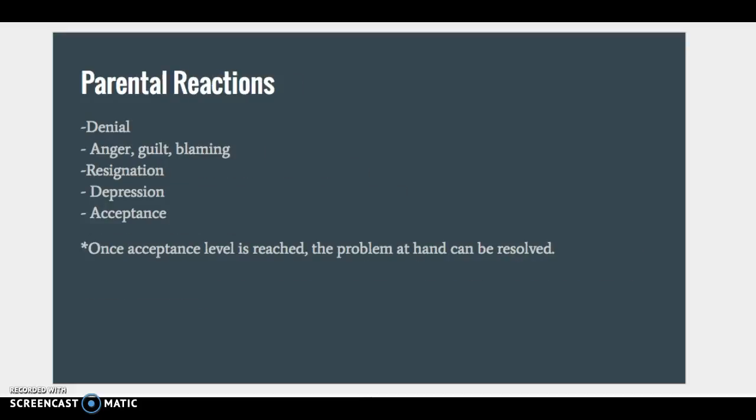And some possible parental reactions are going to include denial, anger, guilt, blaming themselves for what happened to the child during, like, in utero experiences, resignation to, I guess, the hand they've been dealt, depression, and acceptance. And once the acceptance level is reached by the parents, then you can start resolving the problems that you're finding with the child.